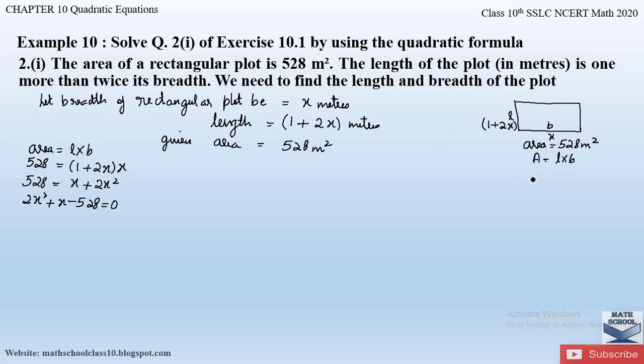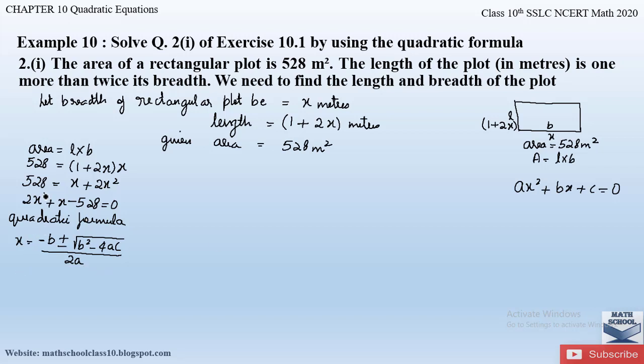A standard form of a quadratic equation is given by ax square plus bx plus c is equal to 0, where the coefficient of x square is a, coefficient of x is b and the constant is c. Now let us write down the quadratic formula first. The quadratic formula is given by x is equal to minus b plus or minus square root of b square minus 4ac divided by 2a. So we have to substitute the a, b and c values and find the roots here.